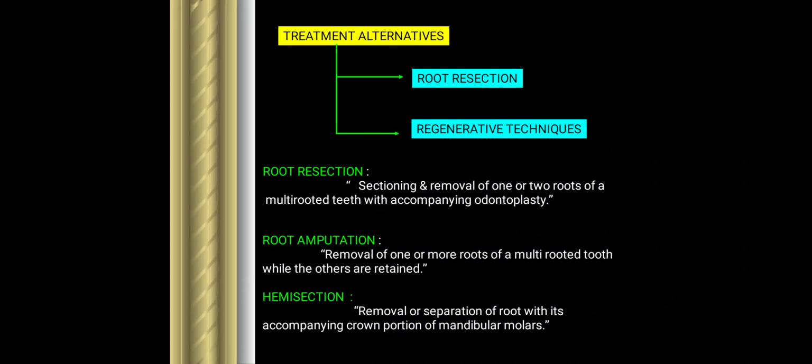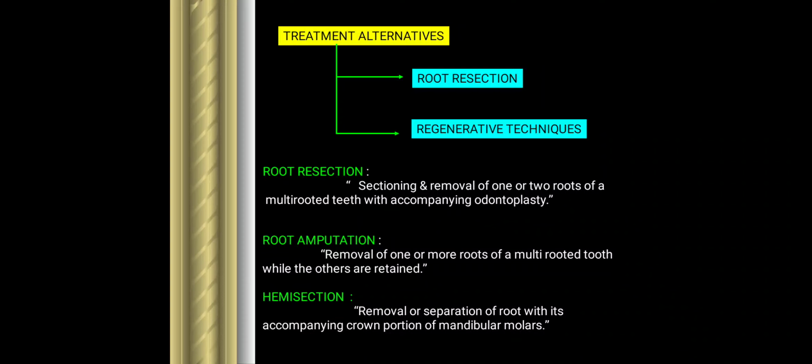In root amputation, selective amputation can also be done. In that, we have to remove only the infected portion of the root, and the rest will survive. In such cases, if selective amputation is done, then we have to place MTA at the root end, and then obturation will be done. We can do the hemisection.